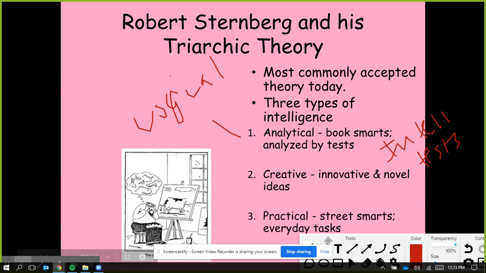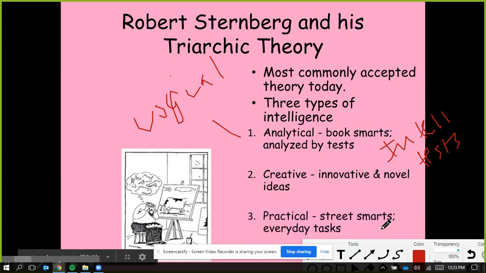And then finally, practical intelligence. Street smarts is what we could call it. Being able to solve everyday tasks, being what we would call savvy. Essentially, what Sternberg actually described it as was having the ability to get what you want from the world.